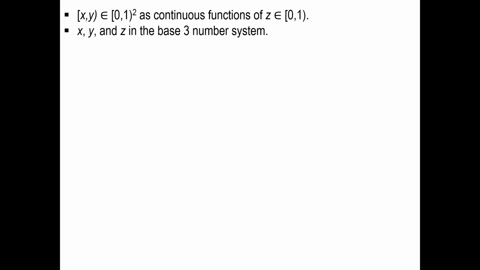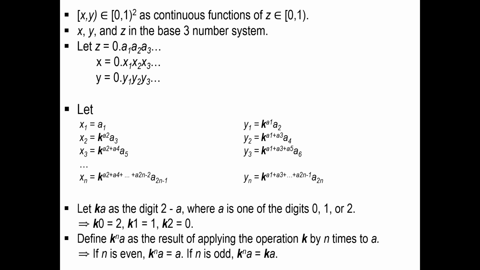Let z be 0.a1, a2, a3..., x be 0.x1, x2, x3..., and y be 0.y1, y2, y3... As you note, x comes from the odd numbered digits in z, and y comes from the even numbered digits in z. With a special operator k defined as here, x and y change by applying the operator k n times. Because x, y, and z have infinite digit length, every point of the square is covered, and the correspondence is continuous as the base 3 number system proceeds.